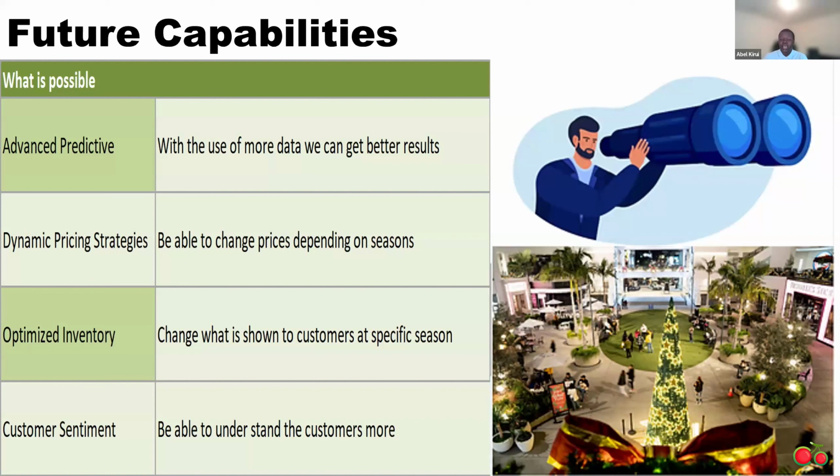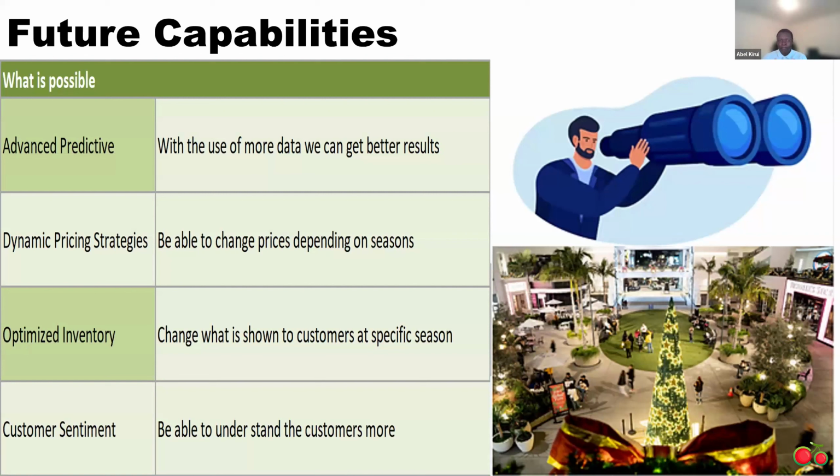Now, with all this being said, what can we expect for the future? Future capabilities. Advanced predictive. With this, we can predict even more. Since we're only dealing with data for only 2 years, if we were to deal with maybe data for 5 years, 6 years, we can even tell and see how customers are willing to spend their money and so on, which could improve our predictions.